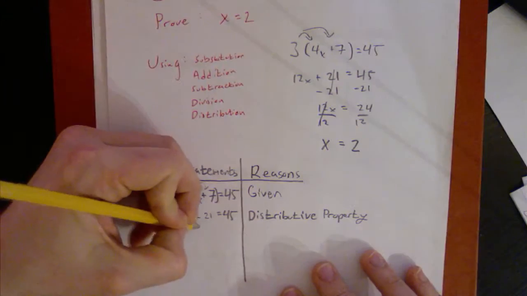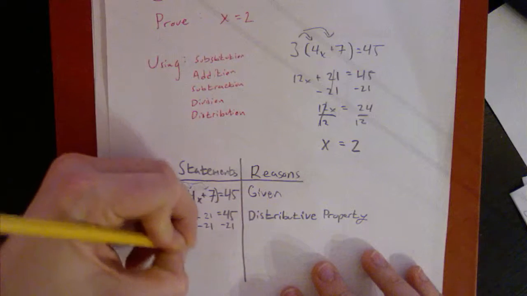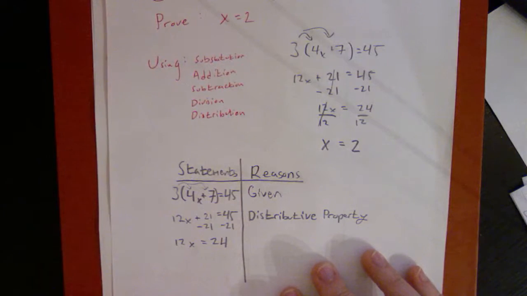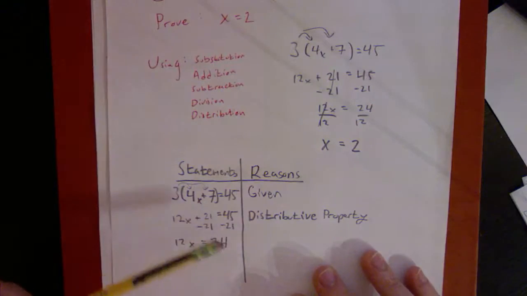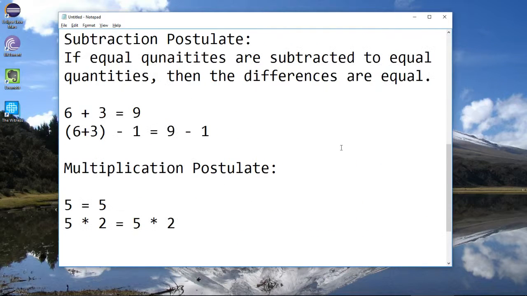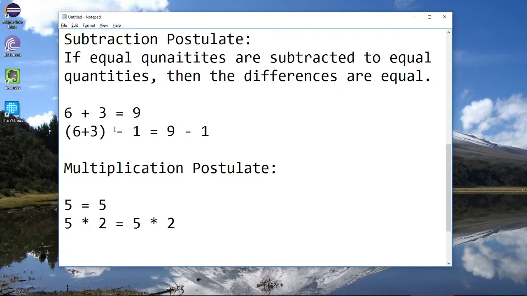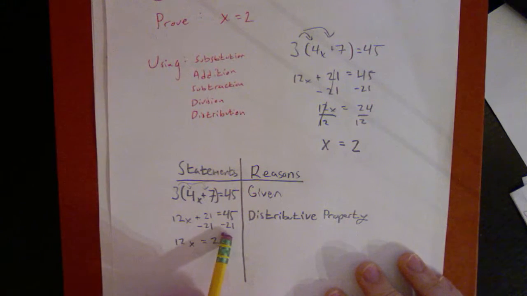Well, after that, I took away 21 from both sides. And I was left with 12x equals 24. 45 minus 21 is 24. Yep. And we were allowed to do that because I took away 21 from both sides. That was my subtraction postulate, right? If I take away the same amount from both sides, then the differences are equal. If I take away 1 from both sides here, then it's still going to be equal. Well, that's exactly what we did in this case right over here. I took away 21 from here, I took away 21 from here.